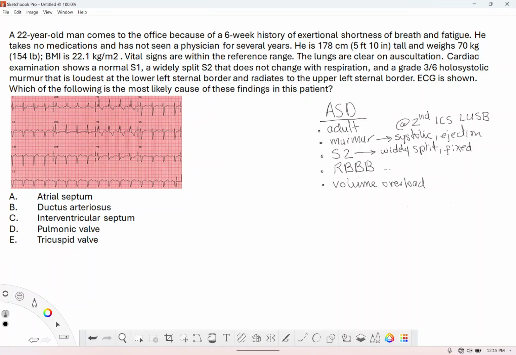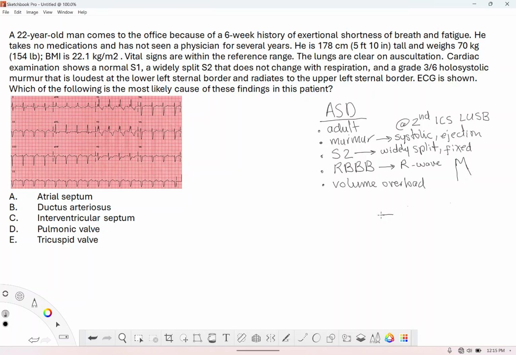Okay, and then I'll be looking for right bundle branch block, which in this case EKG is shown. So how do I know RBBB? You can only see that on EKG. On EKG you will see rabbit's ears, or the R wave will be split, double R wave. So you will see something like this. So imagine this is the R wave.